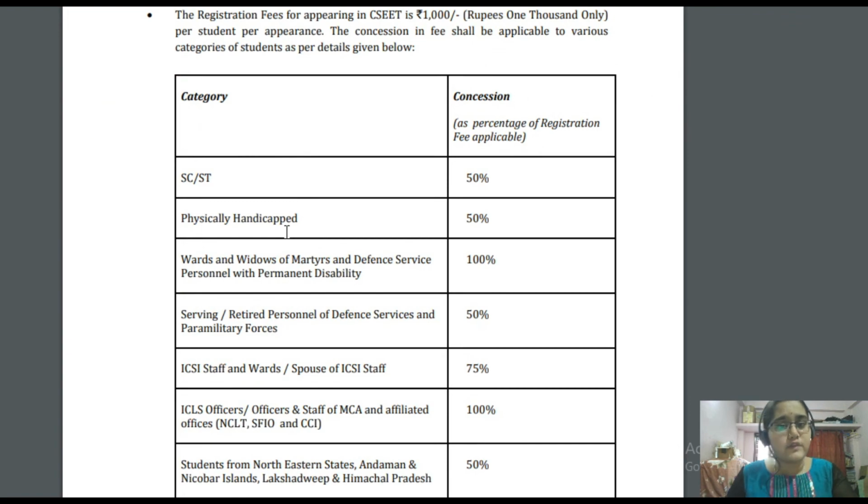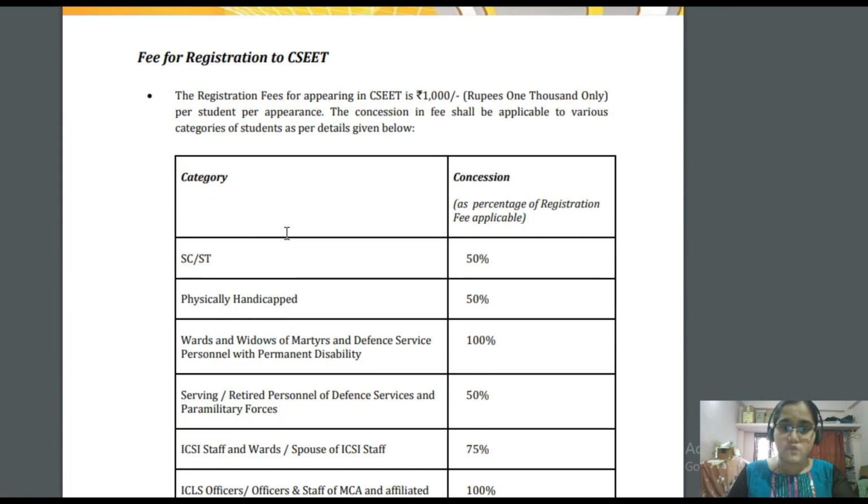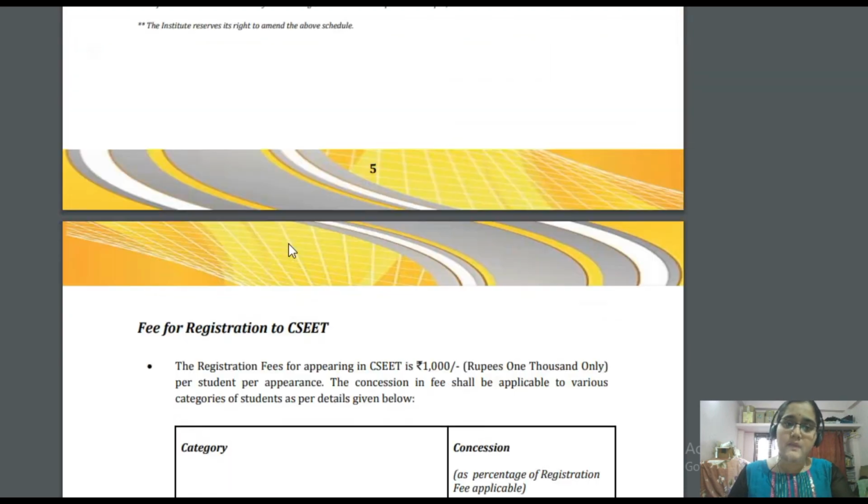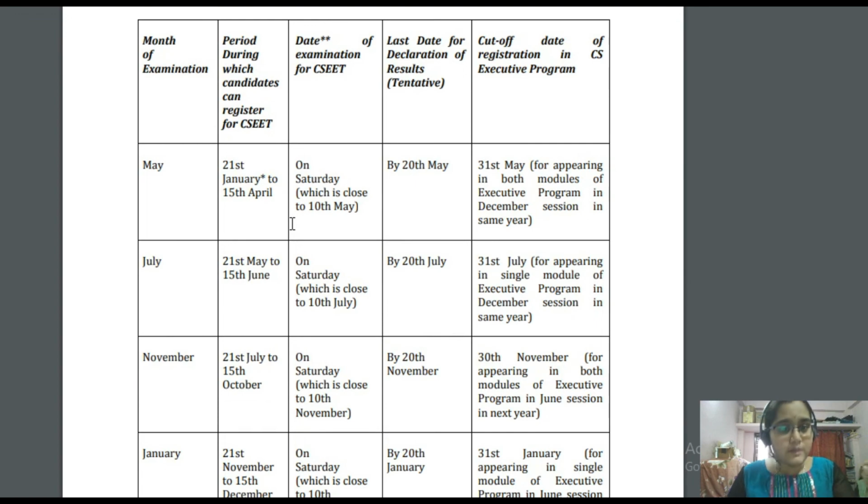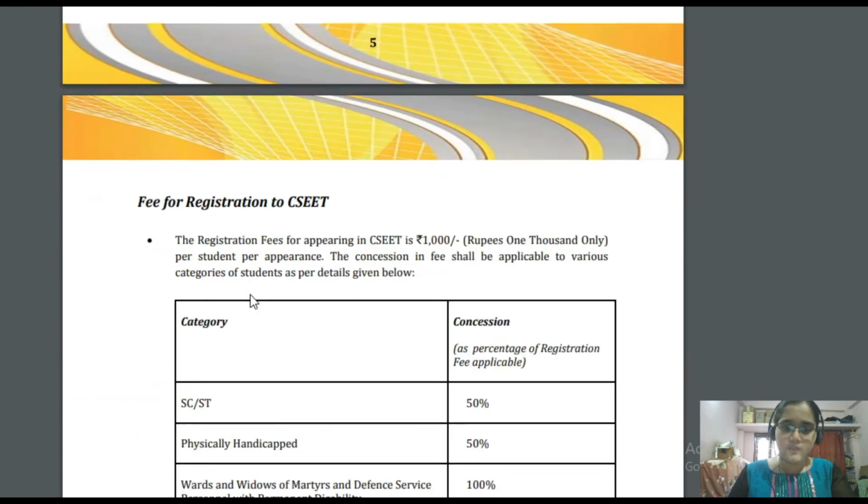Because this video is completely about the syllabus, I'm not going to focus on that. And the registration fee is 1000 rupees each time you appear for this examination. So if you're appearing for May, pay 1000 and write. In case you are unable to clear and want to write again in July, pay again 1000 and write the examination. Right? Okay.